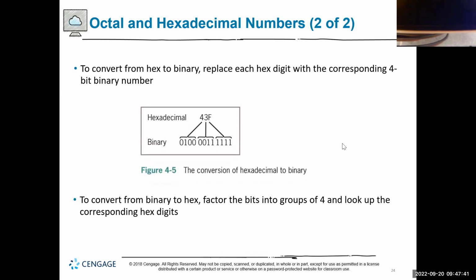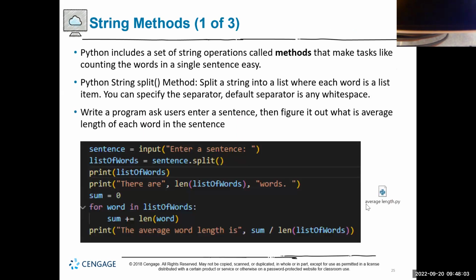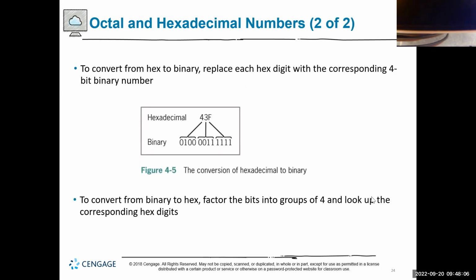Now, for hexadecimal, you know that in order to represent it, you need 4 bits. That's why in order to convert it, you just group every 4 bits together and convert it here. So now, how do we write a program to convert from hexadecimal? If you want to write a program to convert from hexadecimal to binary, how do we do it?